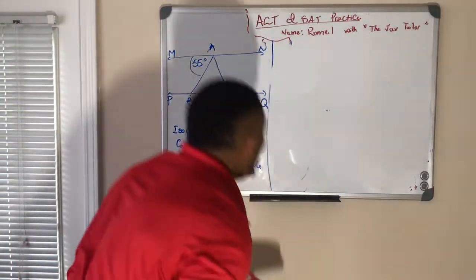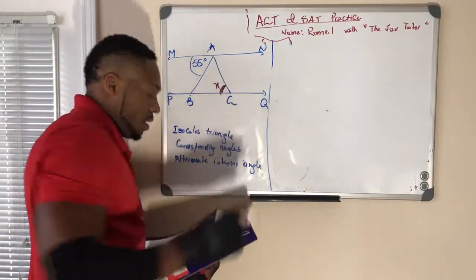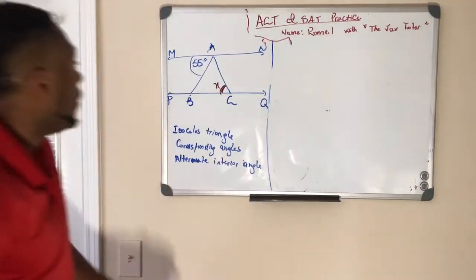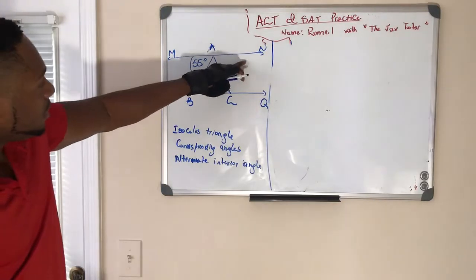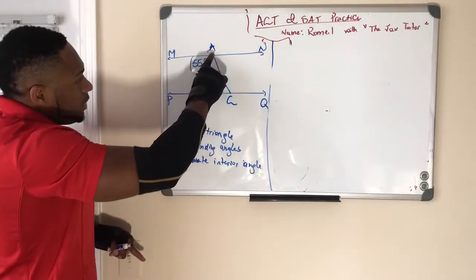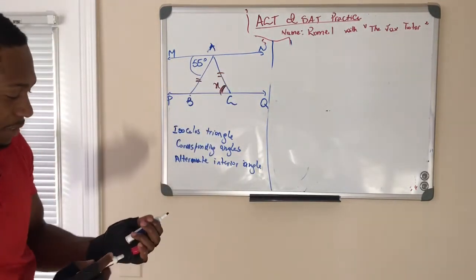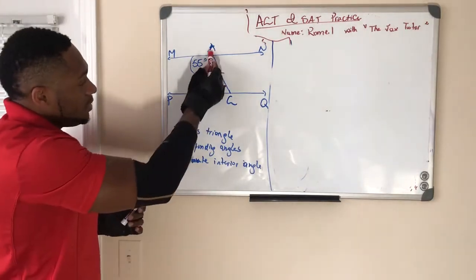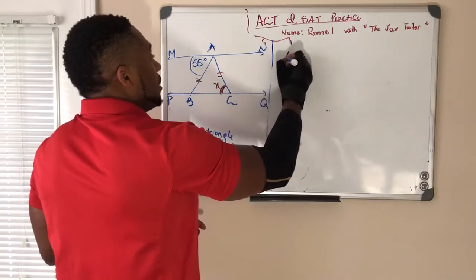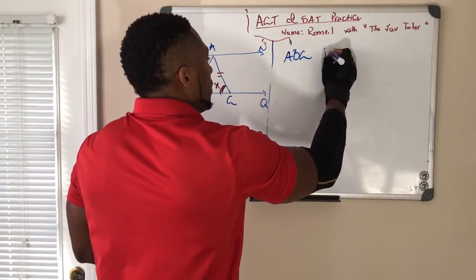So this is what we don't know. This angle right here is called X. First, they tell us that this line here is parallel to this line. The second thing they tell us is this is equal to this, so these two segments are equal. That makes triangle ABC an isosceles triangle.